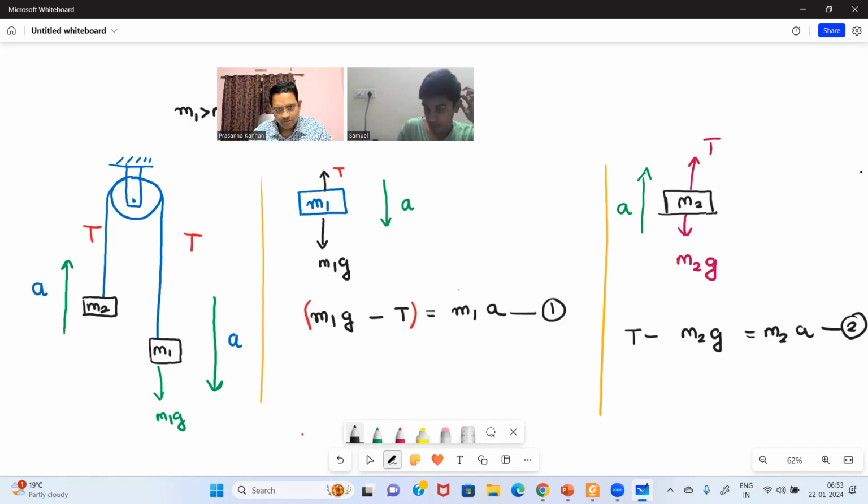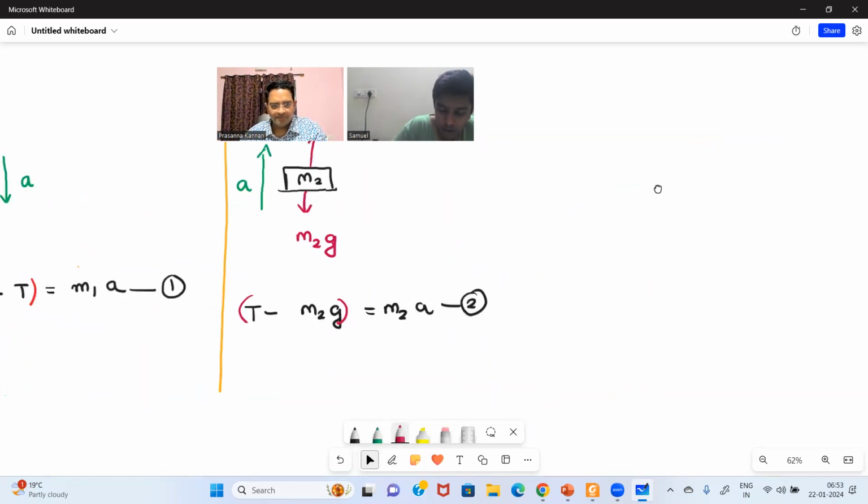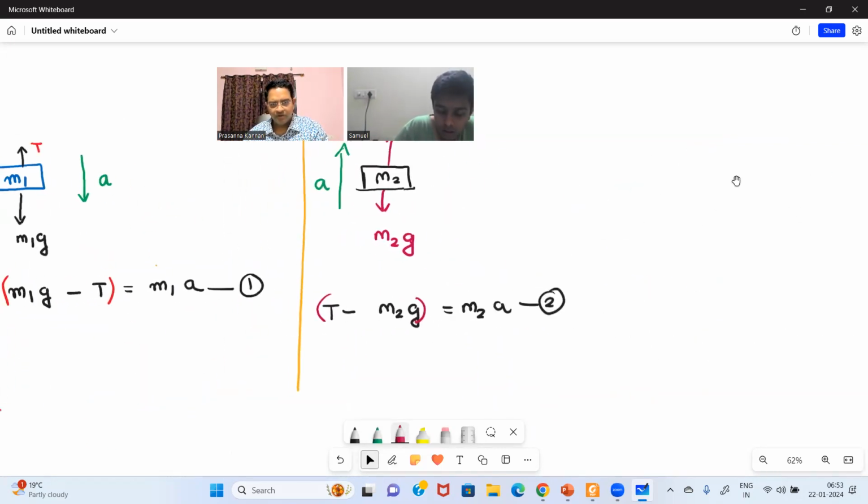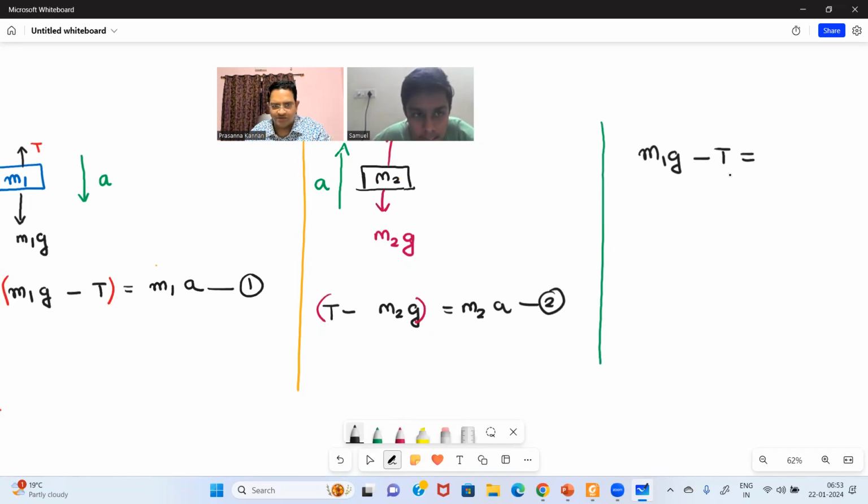Is that clear? So that could be a popular question. Okay, sir. So let us do that now. By way of this exercise, you know how to write Newton's equations, right? And solve them. So the first equation I'm rewriting: M1G minus T is equal to M1A, right? What is the second equation?